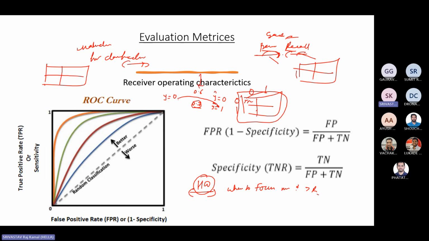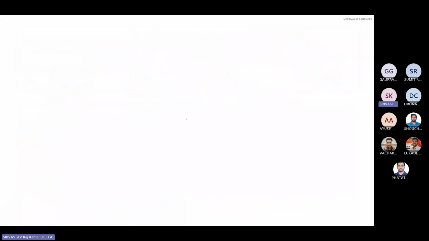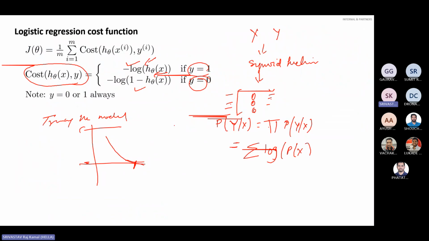So somebody asked a question about maximum log likelihood, basically the derivation of the cost function. Maybe in this class we do not have time, but I can take this in one of the free sessions, how this cost function is derived. This is what we want to do.